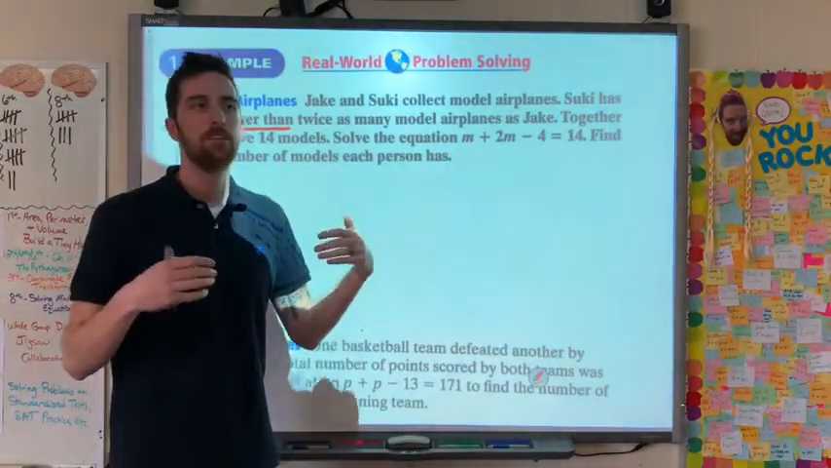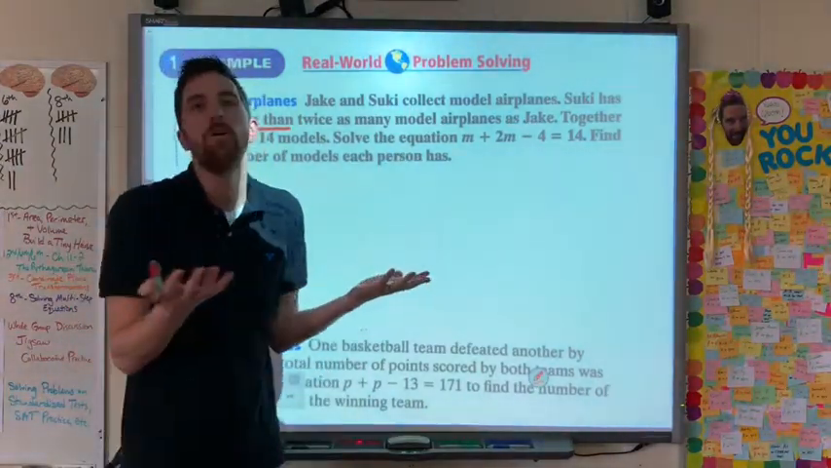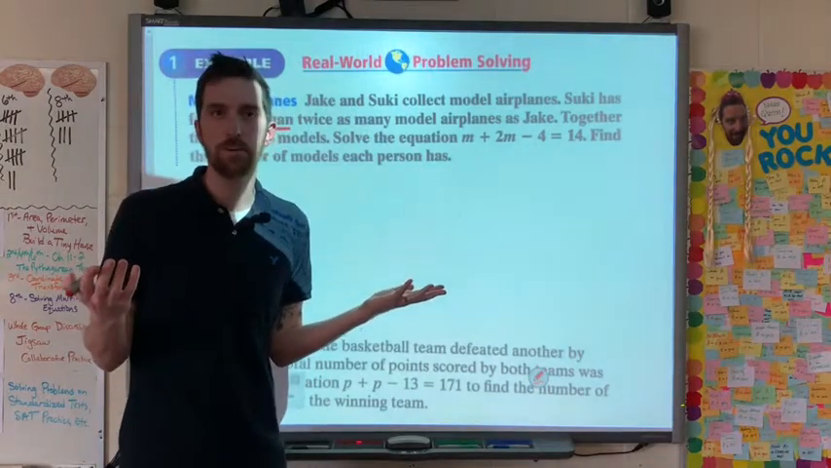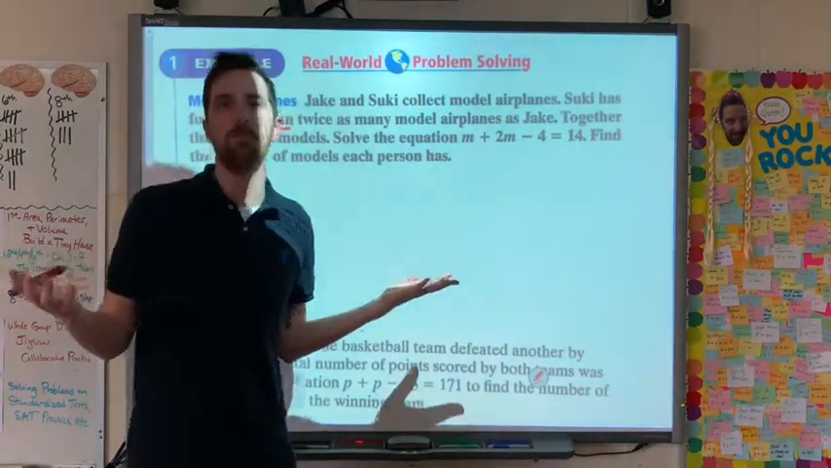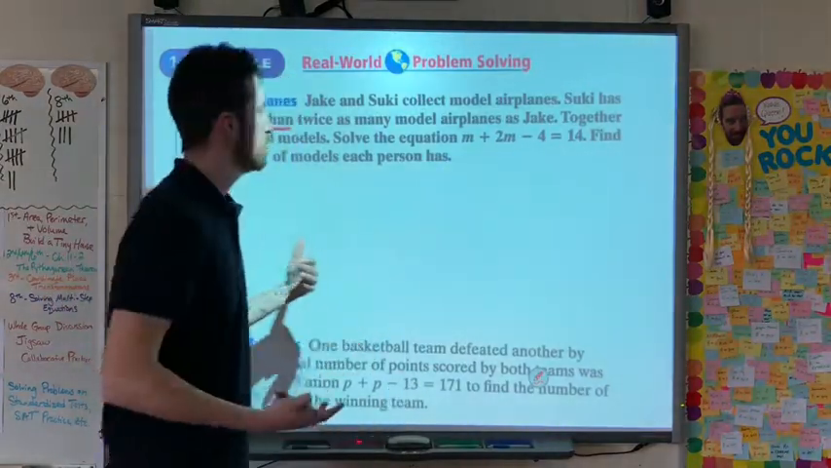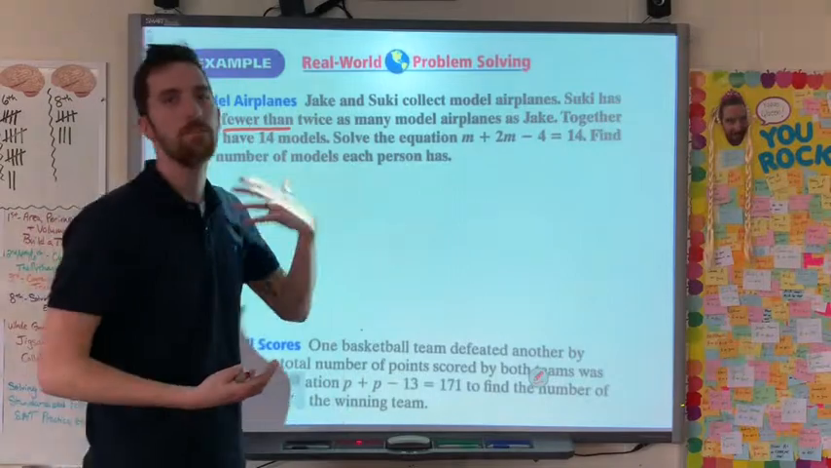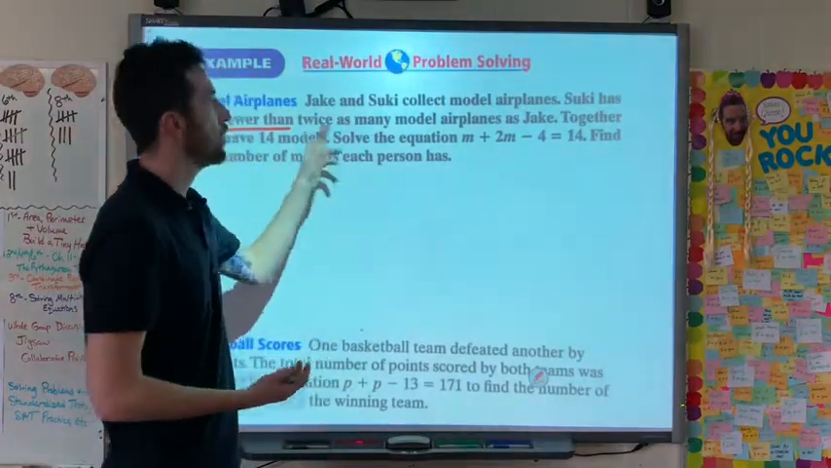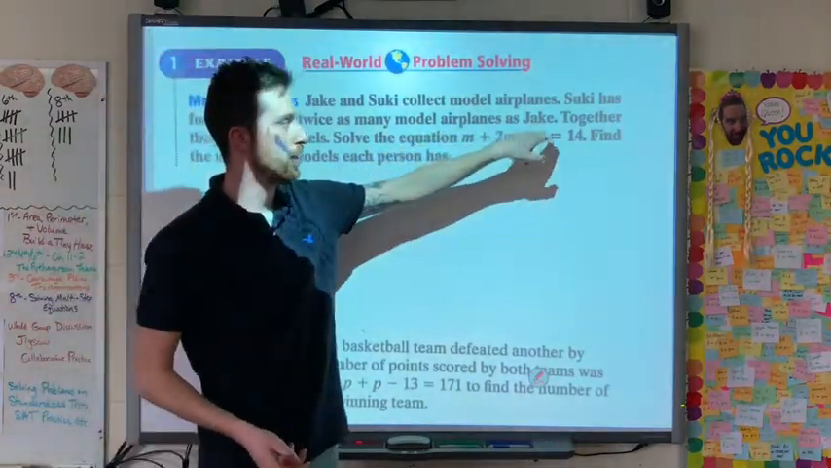So if I said twice 20, what would you do with the 2 and the 20? Would you add them together, subtract them, multiply them, divide them? Yeah, twice means 2 times something. So we've got to have a minus in there, we've got to have 2 times something. Twice as many model airplanes as Jake.